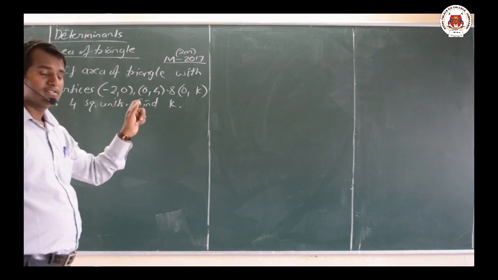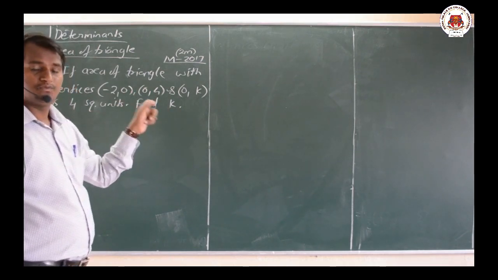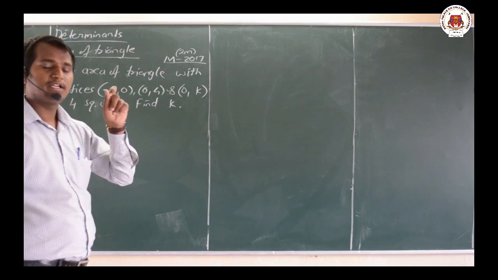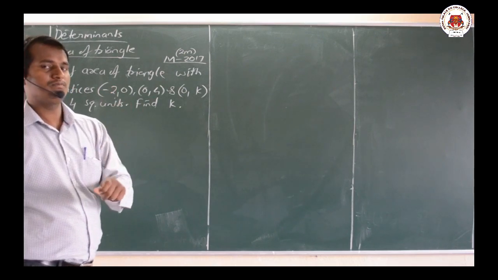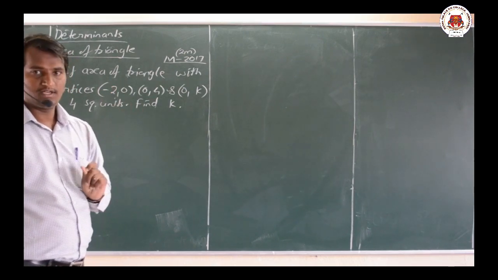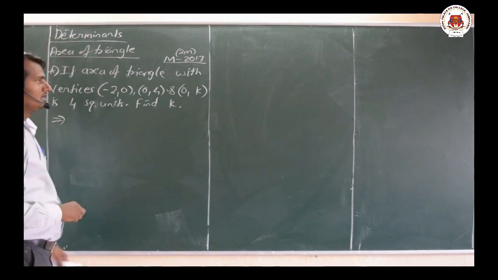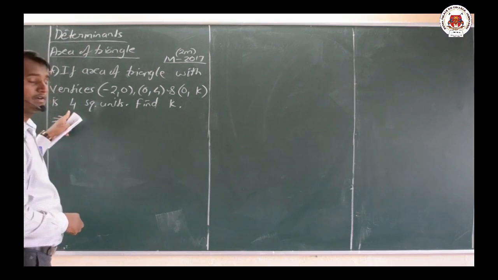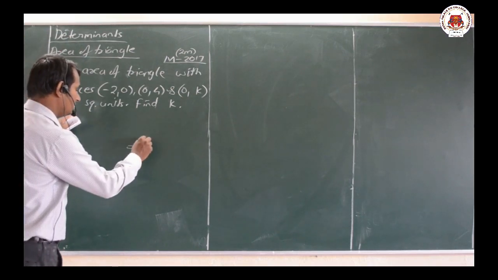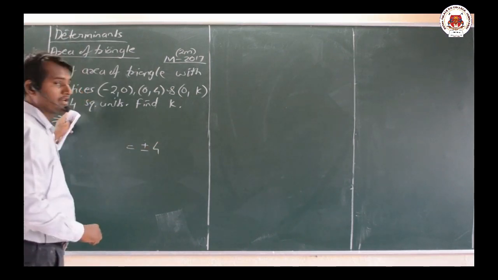Just now we saw that if the area of the triangle is given, then we have to take both the positive and negative values. So the area, which is already given, is equal to plus or minus 4 square units.